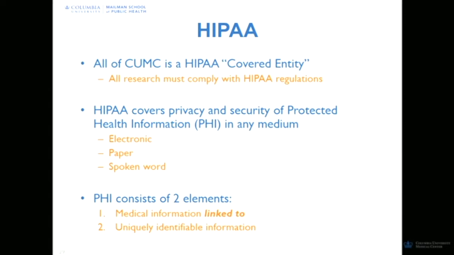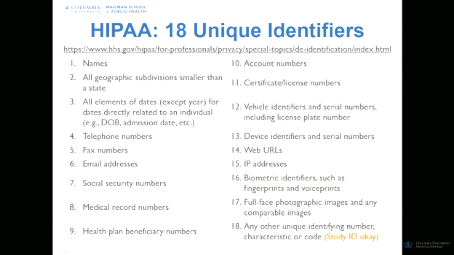So just to touch on HIPAA, which I know we all go through training over and over on this campus, but we are part of a covered entity, so HIPAA applies to all of us. HIPAA covers the privacy and security of PHI in any medium, so it could be electronic data, paper data, spoken word. And so how do we define PHI? It consists of two elements. It has to have medical information that is linked to uniquely identifiable information. So if those two things are together, then you have PHI. But if you don't, then you're covered.